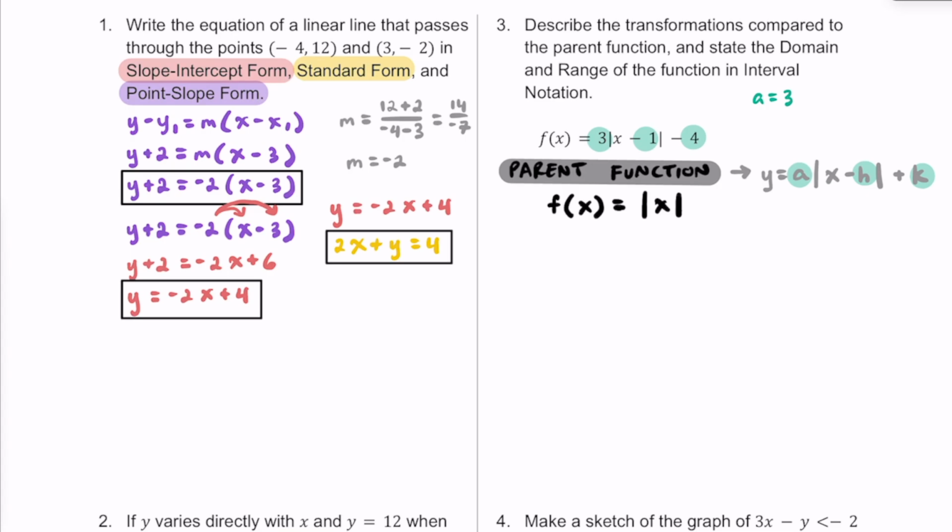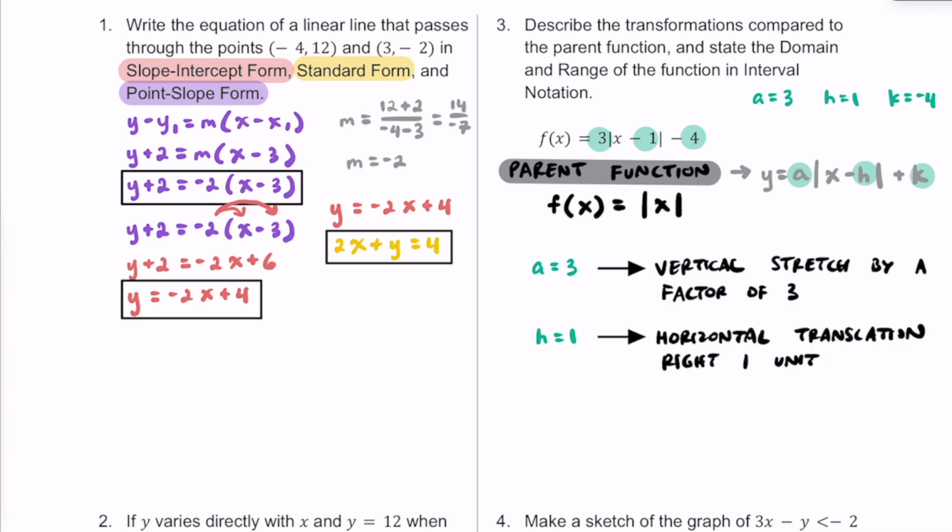In this case, we know that h is going to be equal to positive 1, so that means we're going to have a horizontal translation of 1 to the right, and then k here is going to be equal to negative 4, so we have a vertical translation down 4 units. So writing this out a little bit more clearly, since a is equal to 3, we know we have a vertical stretch by a factor of 3. Because h is equal to 1, we have a horizontal translation of right 1 unit. And because k is equal to negative 4, we have a vertical translation of down 4 units.